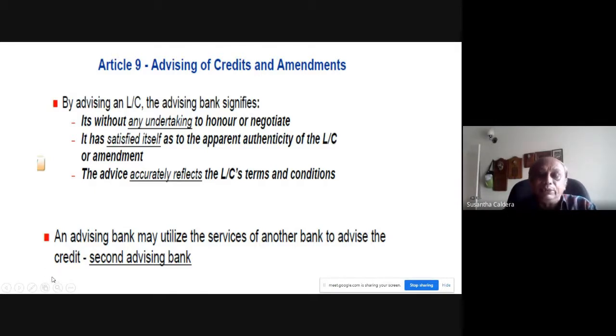The advice accurately reflects LC terms and conditions, right? When you are advising, you have to give the entire terms and conditions accurately. Normally we don't cut and paste anything, right? We just advise what we have received, right?